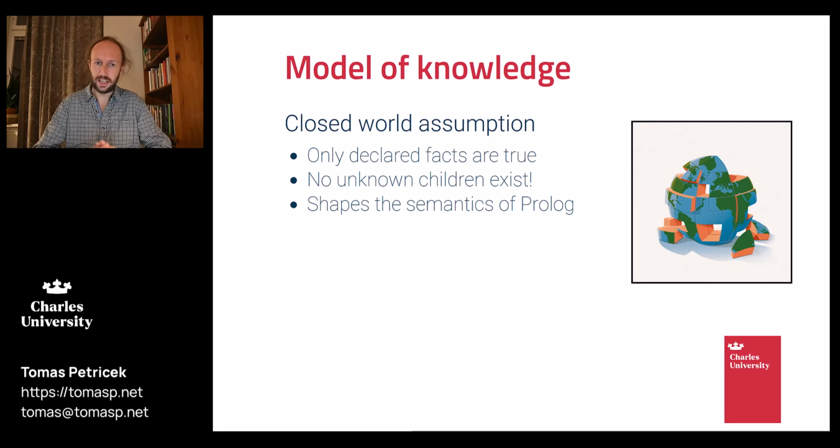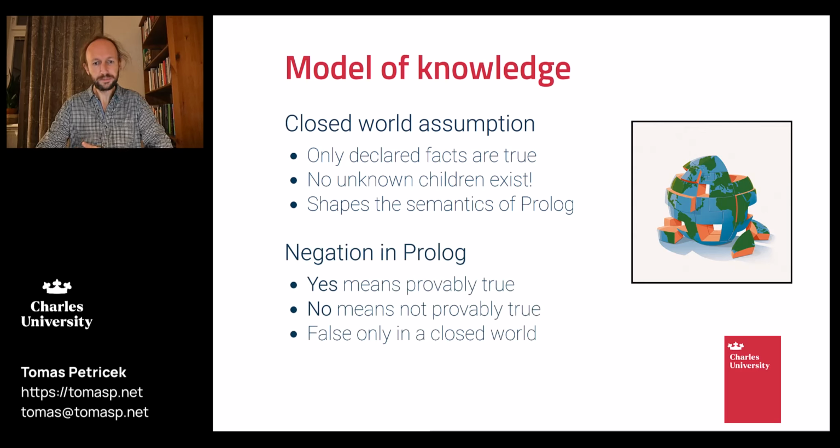Prolog makes this thing called the closed world assumption, and this means that only the declared facts are true. So if you have a model of a family tree in Prolog, there are no unknown children. Everything that's there in your definition exists and nothing else exists. The important consequence of this is that it shapes how Prolog represents truth and false. So negation in Prolog is a tricky subject, and we will not really be getting into the details in TinyProlog.